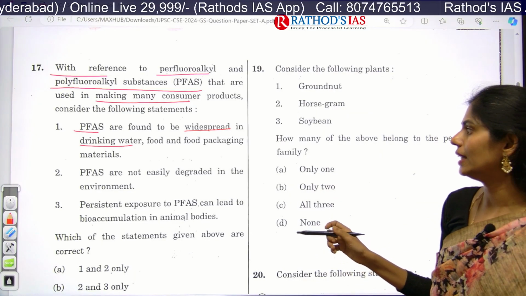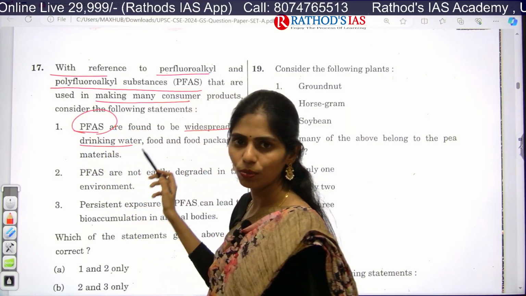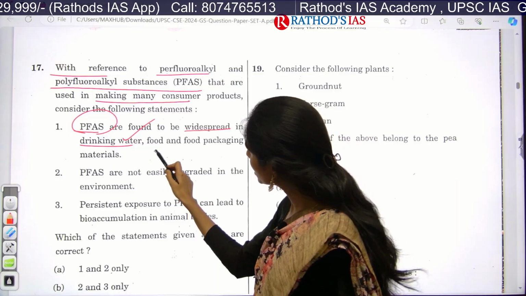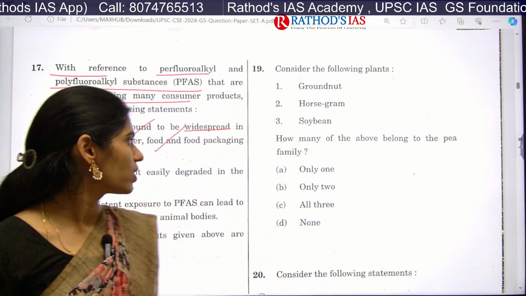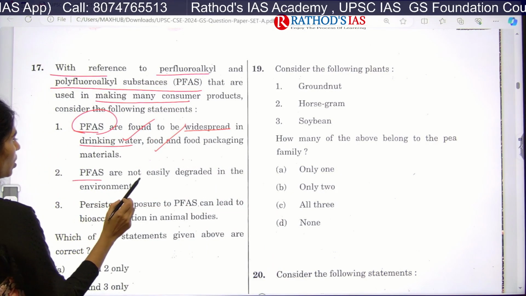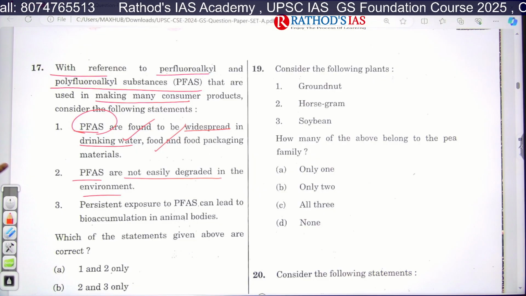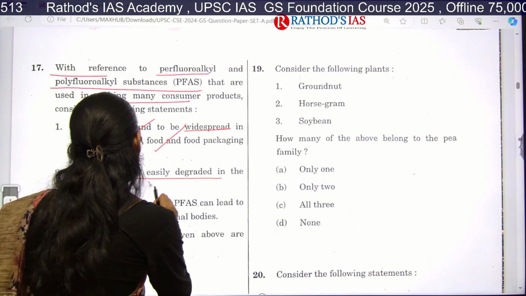In that report, it said that PFAS coming in contact with humans, the main route is drinking water and some food-related things. So we can say this statement is true because WHO itself gave a report. And next one is PFAS are not easily degraded in the environment. Actually, they are highly resistant to environmental degradation. So this is also correct.